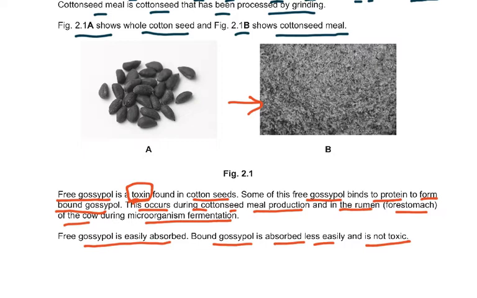First, you have to read the question, understand the question, read it twice, read it thrice, and then make little notes on it: okay, free Gossypol is a toxin found in cottonseed. Some of this free Gossypol binds to proteins to form bound Gossypol, and the free Gossypol is easily absorbed, while the bound one is absorbed less easily and is not toxic.